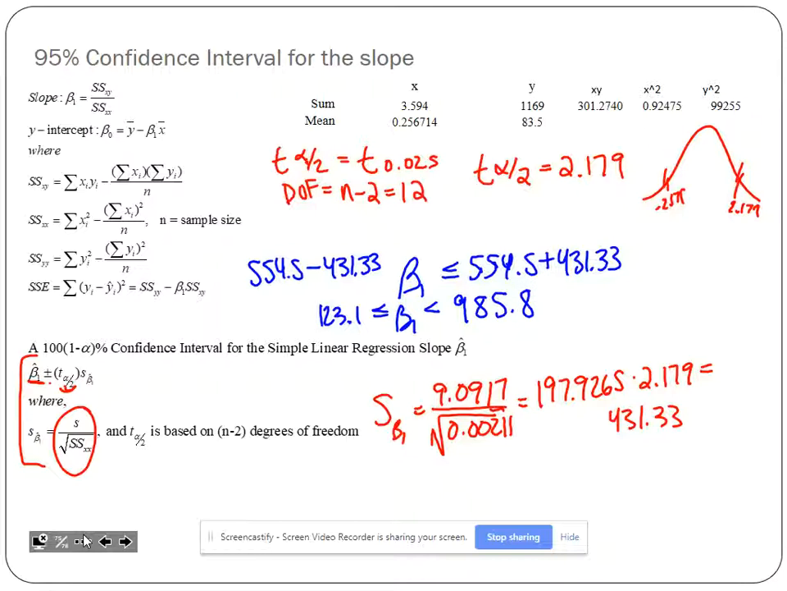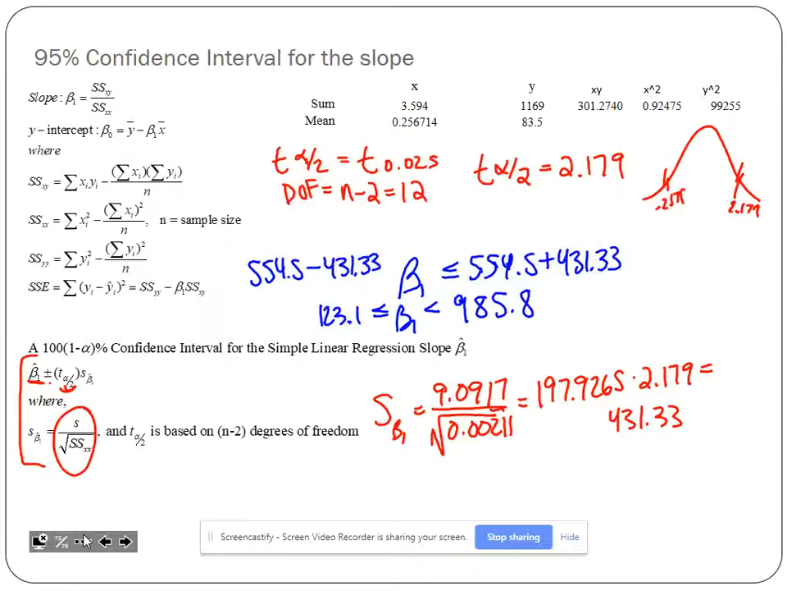So within 95% confidence, we can tell you that the slope of the line that best fits the 14 Major League Baseball teams' batting averages and wins is between 123.1 and 985.8. This interval does not contain 0, so we can assume, based on this, that there is a linear relationship between the two. X does, in fact, make a difference in the value of y. It is a pretty wide range for the slope, but based on our scatter plot, there's a number of best fit lines that we could put through there.